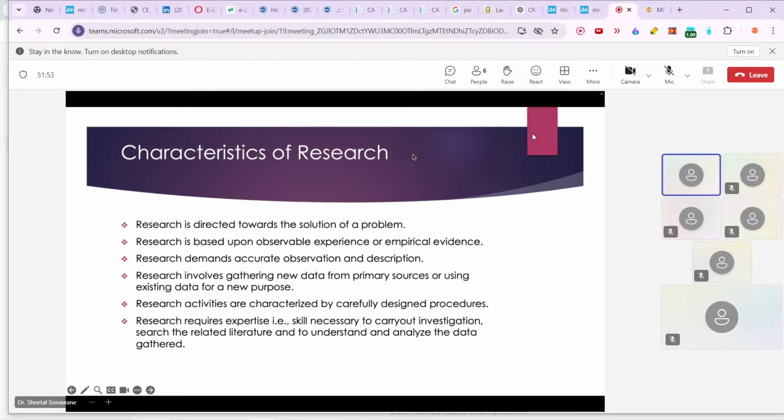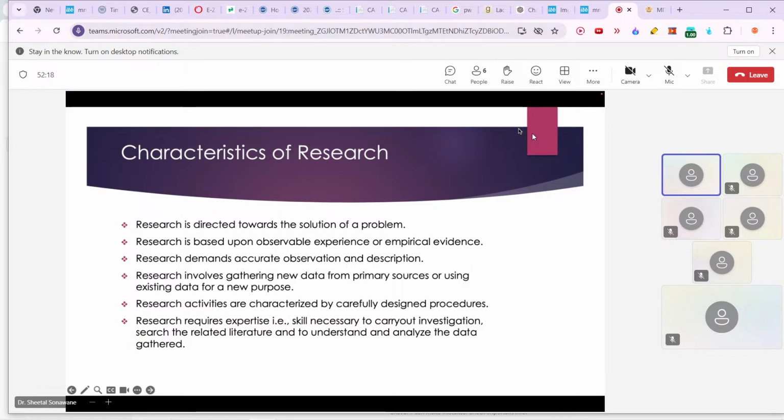Again, the characteristics of research. This is completely the theory part, the first unit. We know the characteristics of research: how do you say that you have done a good research? How do you signify your research? What are the major characteristics? The first characteristic is very simple: directed towards the solution of a problem.